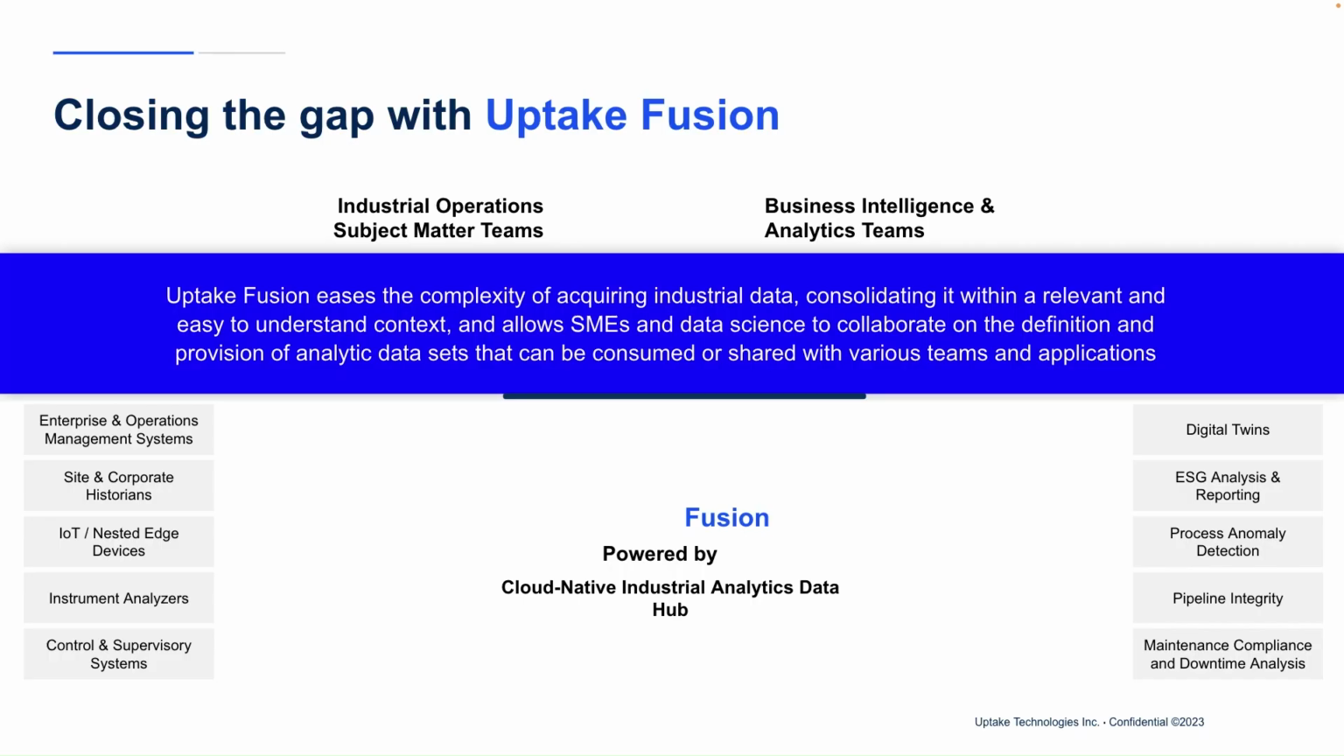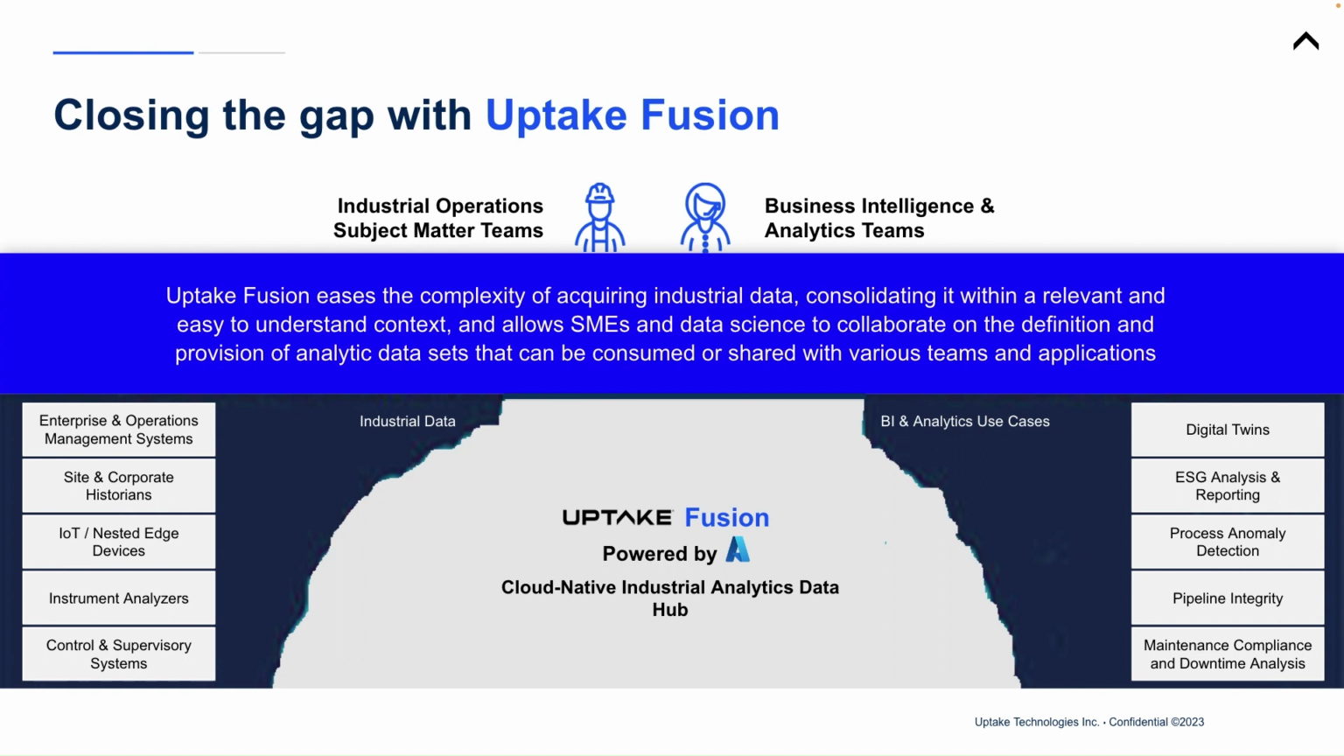And that's exactly where Fusion comes into play by connecting the data with the use cases. What we've created with Fusion is a cloud-native industrial analytics data hub. All of that data that's replicated from your source systems on your left-hand side gets there securely and reliably, and most importantly, analytics ready. So whatever use case you have after that, whether it's pipeline integrity or ESG reporting or anomaly detection, all of that data can directly be accessed from Fusion.